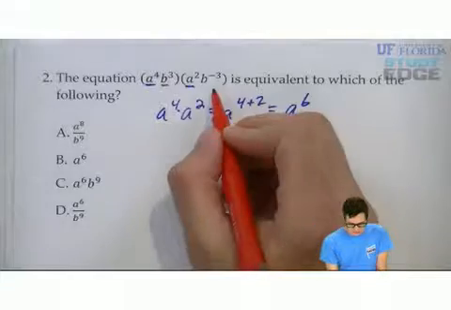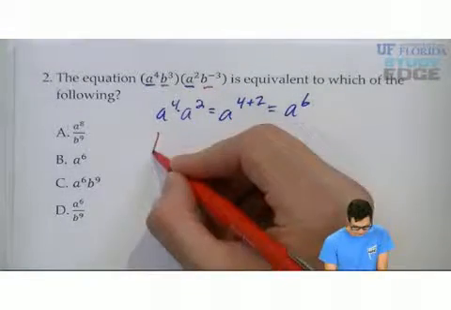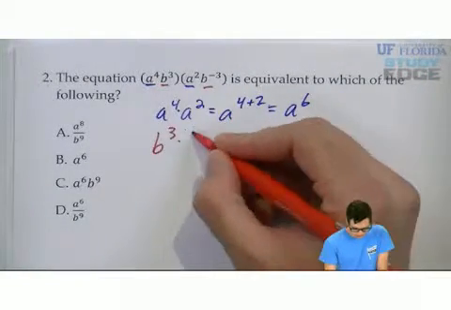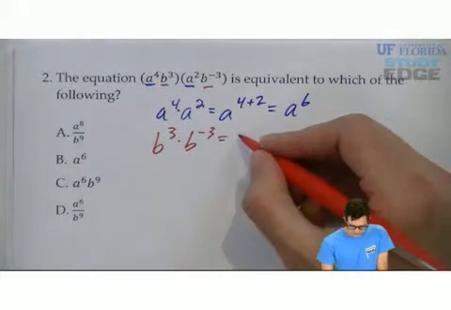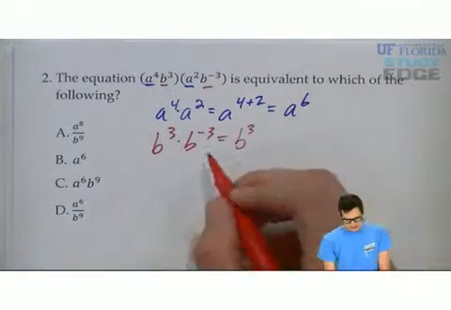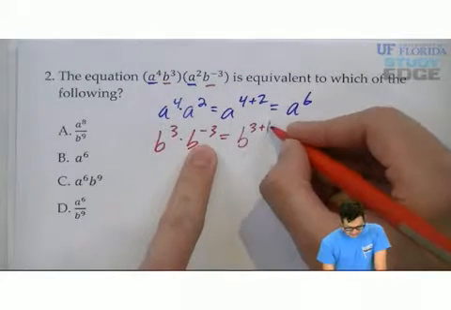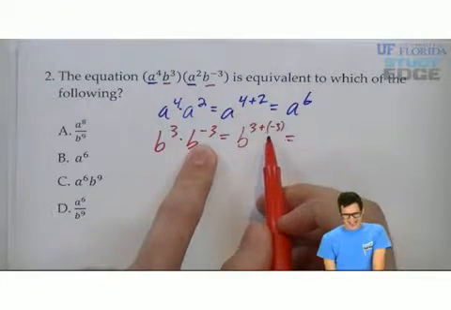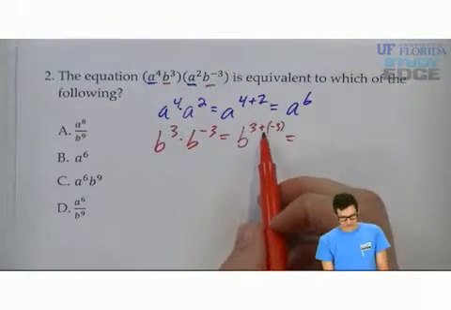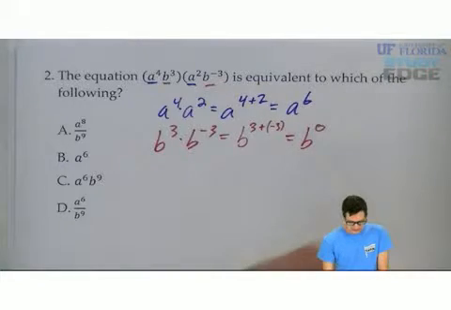We have b cubed and b to the negative 3rd. So that's b to the 3rd times b to the negative 3rd. And just like we did up here, we have to add those exponents together. So we have b to the 3 plus a negative 3. All right, so you have to be careful here. We're adding a negative, which means that we're basically just going to subtract. 3 minus 3 gives us b to the 0.